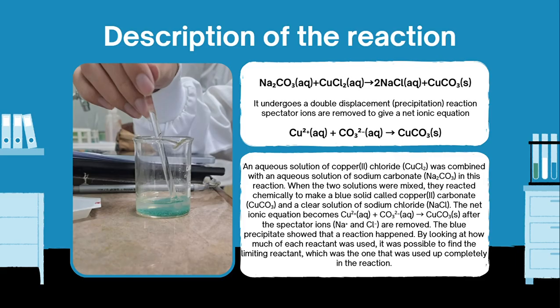In this experiment, we have 2 aqueous solutions, Na2CO3 and CuCl2. This eventually forms 2 NaCl aqueous solution plus CuCO3 solid. This is a double displacement reaction that forms a precipitate because the spectator ions are removed to give a net ionic equation.